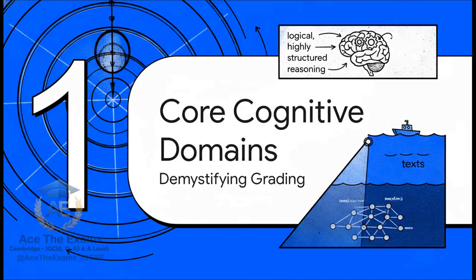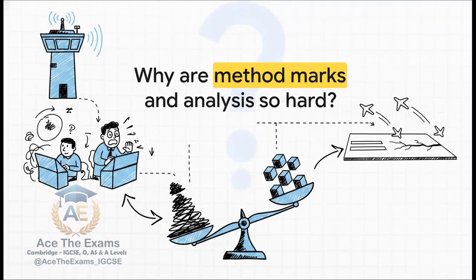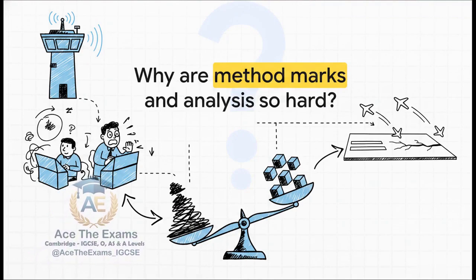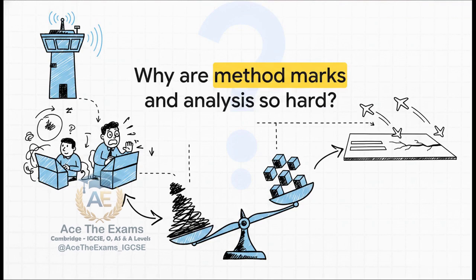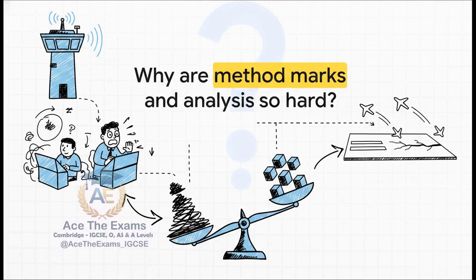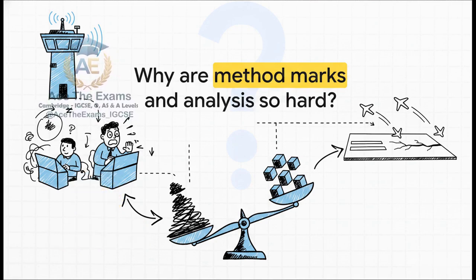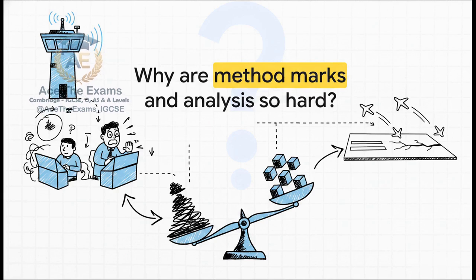All right, Vector 1, cognitive domains. Let's completely demystify this grading process. As a senior examiner and your tower director, I literally have to ask this critical question right off the bat. Why do students find multi-stage analysis and snagging those method marks so incredibly difficult? I see it flashing red on the radar every single exam season. Let me introduce you to 2 of my rookie radar operators to explain exactly why this happens.